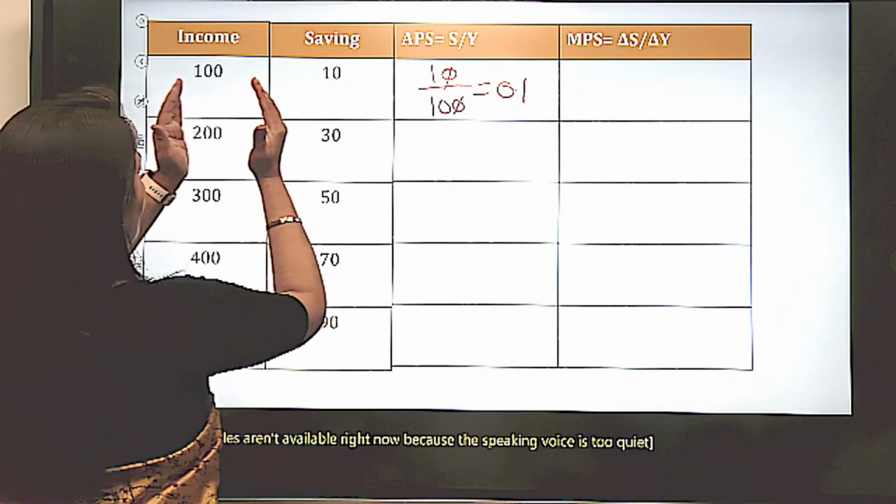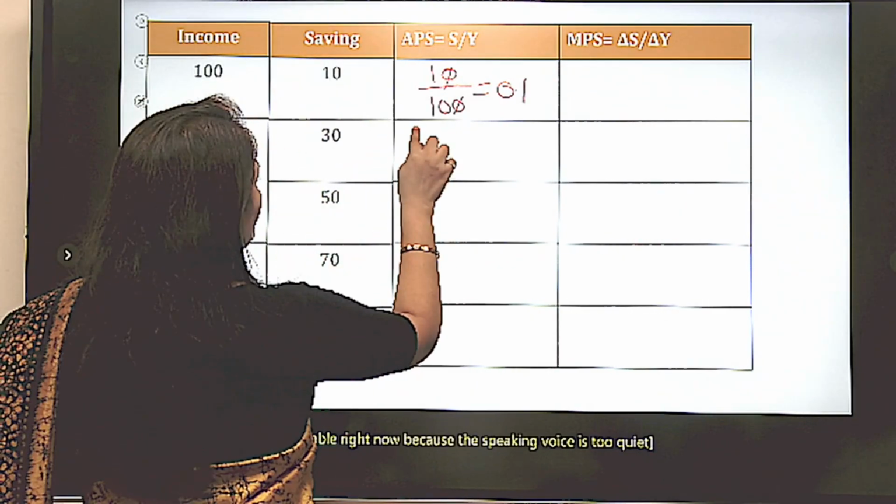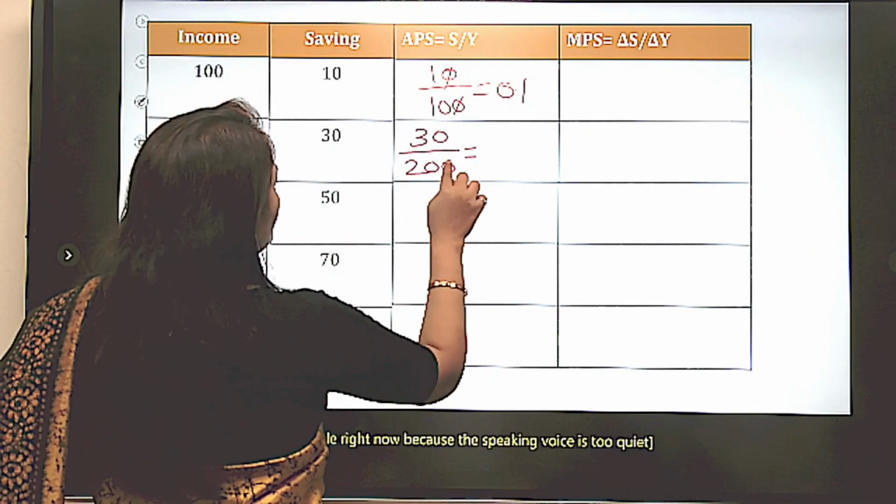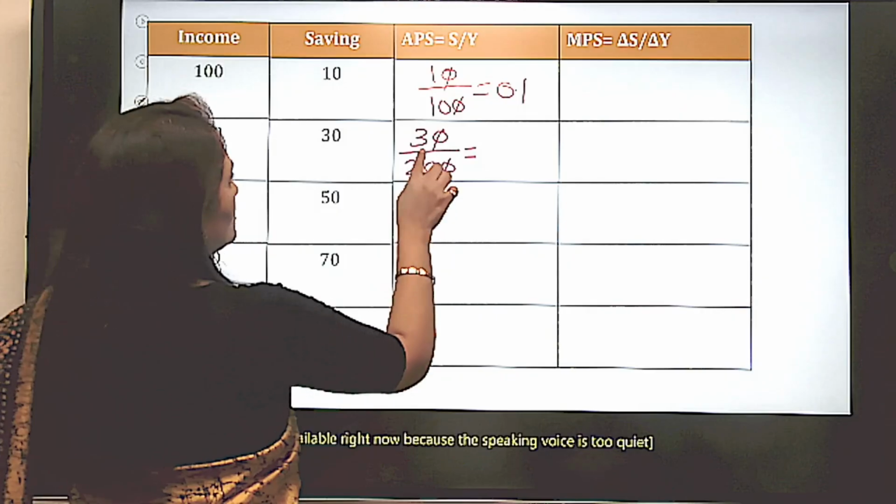Current saving is 30. Income is 200. So 30 divided by 200, 0 goes out.